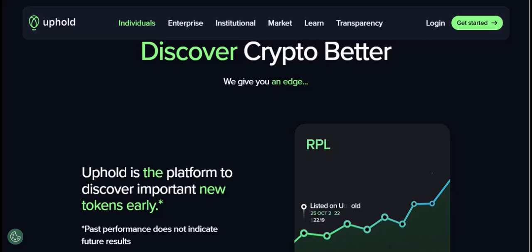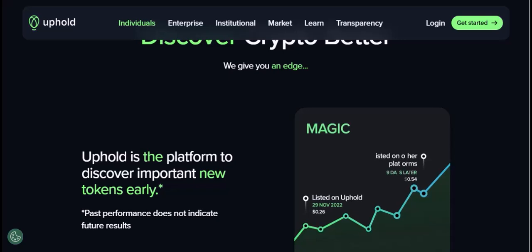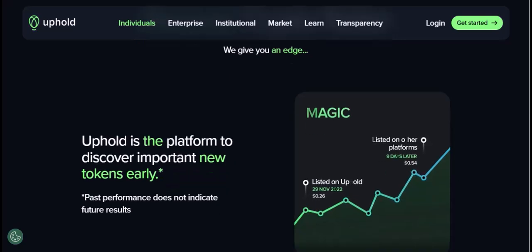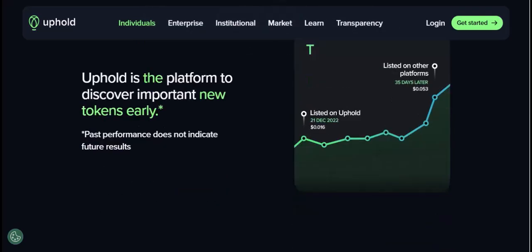You can absolutely deposit fiat currency into Uphold using bank transfers, debit cards, and other digital payment options, providing a direct gateway from traditional finance into the multi-asset platform.